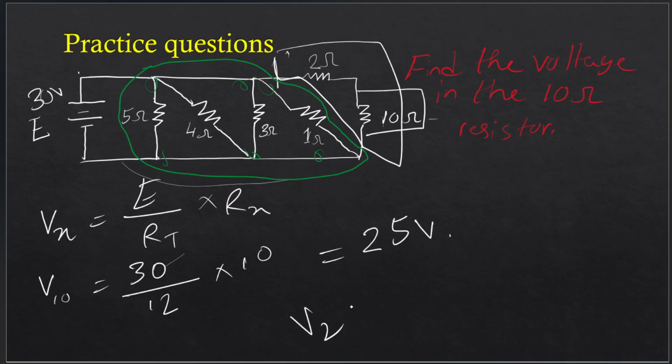So V2 ohm is equal to 30 over the total of the series part, so 12, times this 2 ohm resistor, so 2, that is 30 over 12 times 2, 5 volts. So exactly as we expected. Now 25 plus 5 is equal to 30 volts, the same as the electromotive force. So that statement is true for series connections, even when there are parallel connections in the circuit.